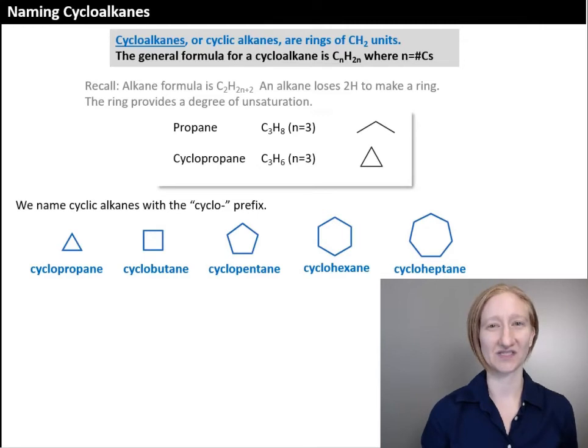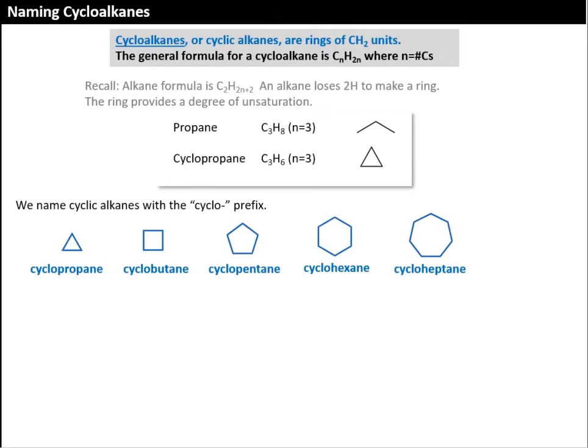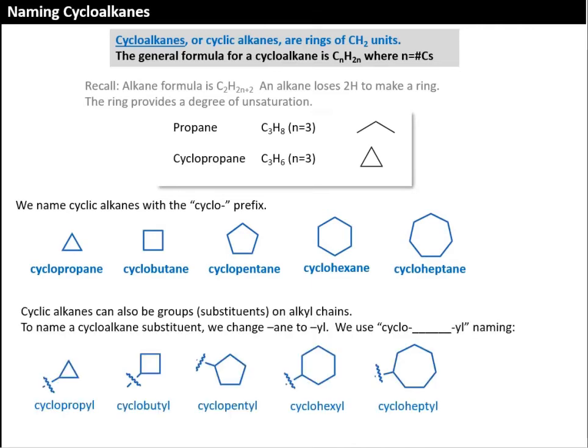These are the cases where the cyclic structure is the alkane, or the parent, or the main chain, if you will. But we can also have structures where the cyclic alkane is appended to a larger chain. And so that cyclic alkane then is a substituent of a larger molecule. In these cases, we name the cycloalkane substituent by changing the -ane ending to a -yl ending, just as we did for alkyl groups. So here we have a cyclopropyl group, a cyclobutyl group, cyclopentyl, cyclohexyl, and cycloheptyl groups.